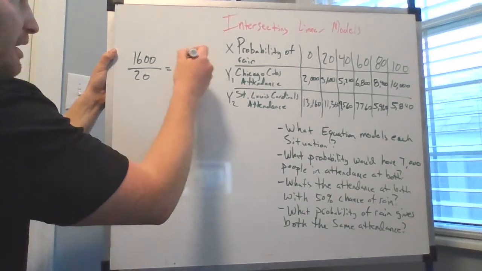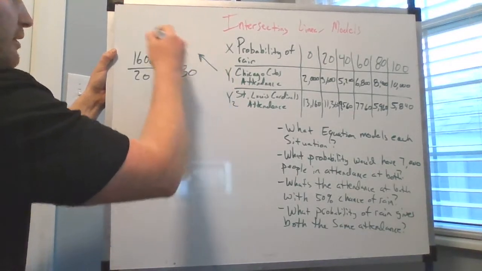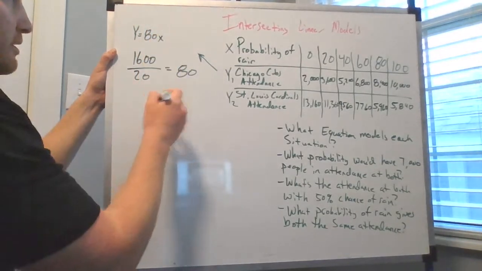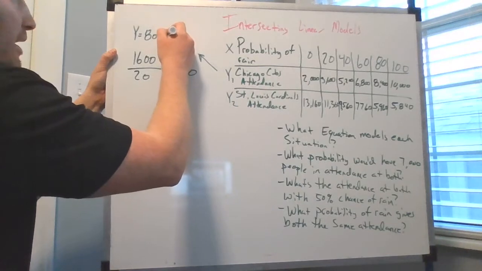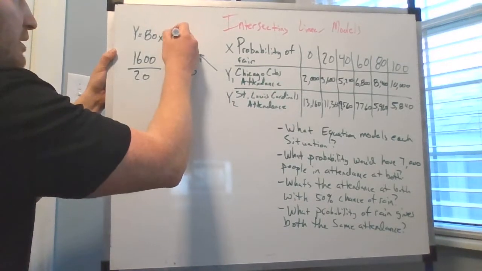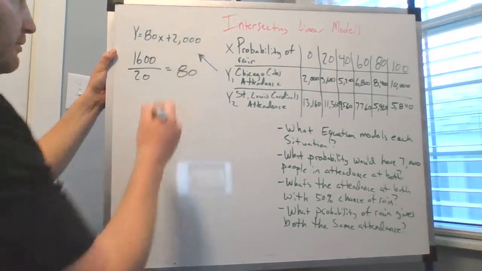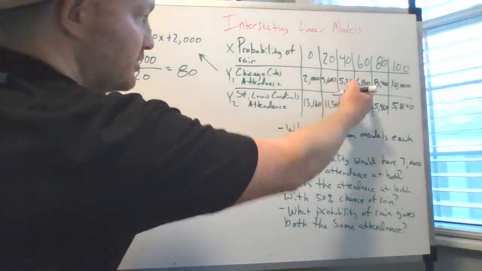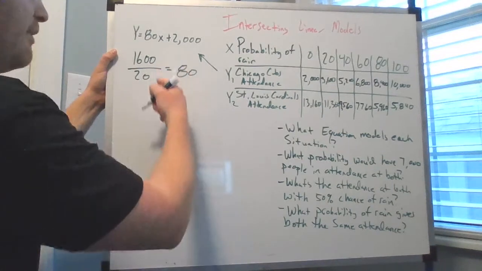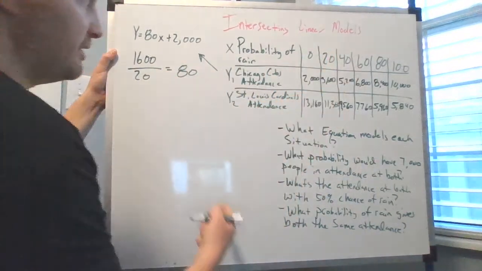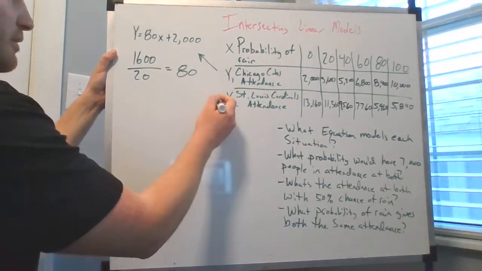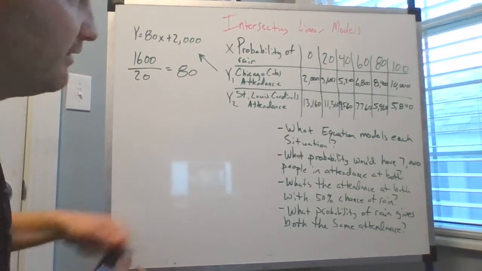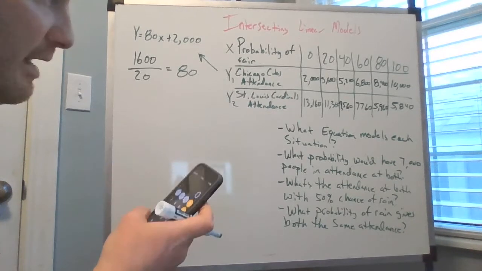Okay? So my equation for this guy right here is going to be y equals 80x, and my y-intercept is plus 2,000. Okay? Remember, my difference in my y is going up by 1,600 every single time, and I divide that by my change in x, which is going up by 20s every time. Now let's do my Cardinals. Okay? I'm going to do 11,000. I'm going to do 11,360.